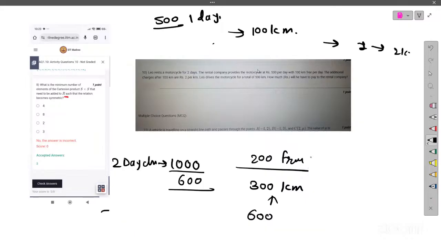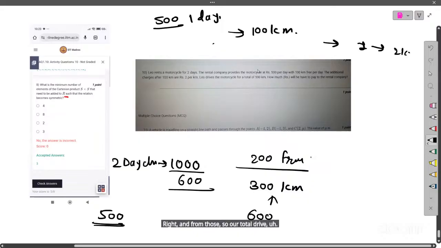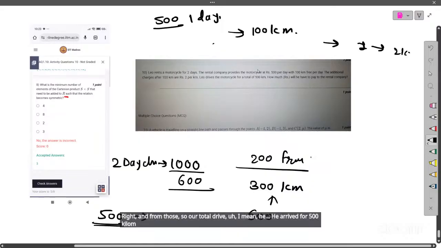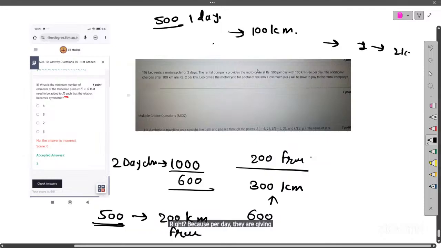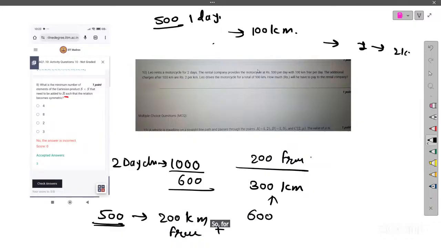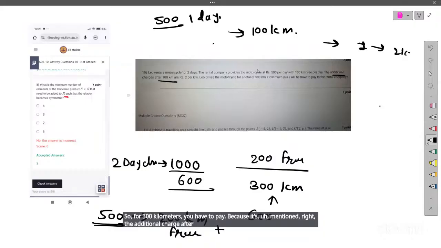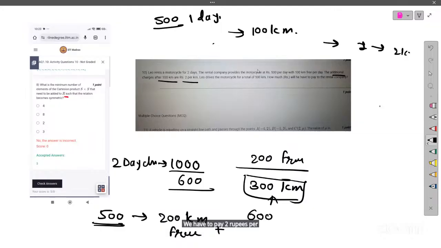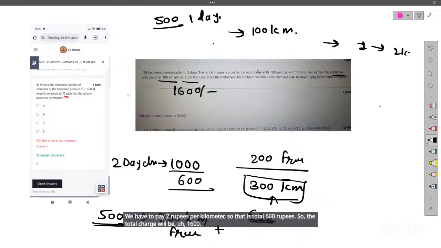For the total drive, he drove 500 kilometers, but among this, 200 kilometers is free, because per day they are giving 100 kilometers free. So for 2 days, 200 kilometers is free. Now the remaining kilometers are 300 kilometers, and for these he has to pay, because it's mentioned that the additional charge after 100 kilometers is 2 rupees per kilometer. So in a day, if you drive more than 100 kilometers, you have to pay 2 rupees. So for 300 kilometers, we pay 2 rupees per kilometer, that is total 600 rupees. So the total charge will be 1600. Is that okay?